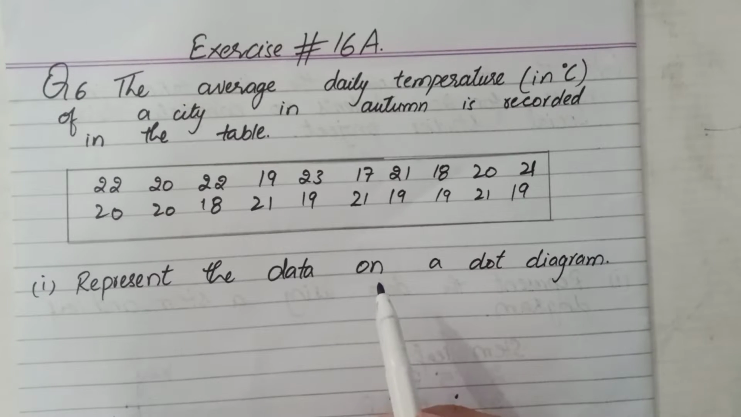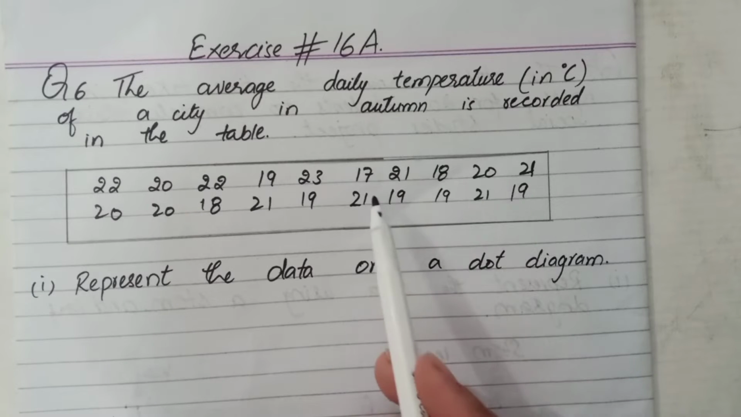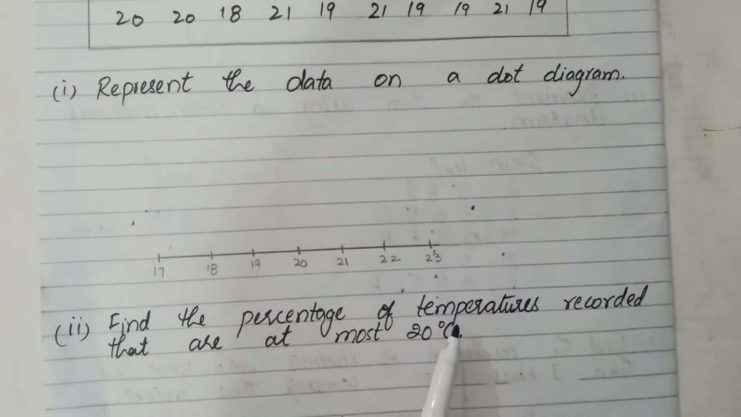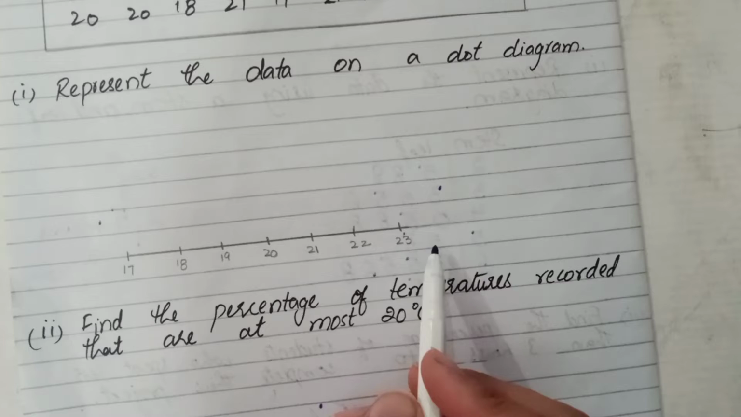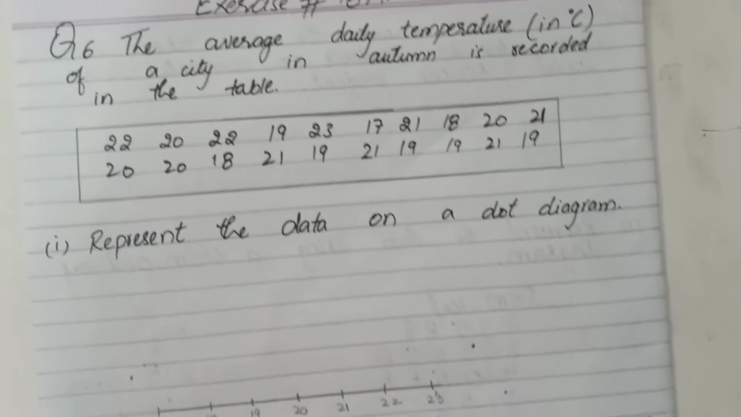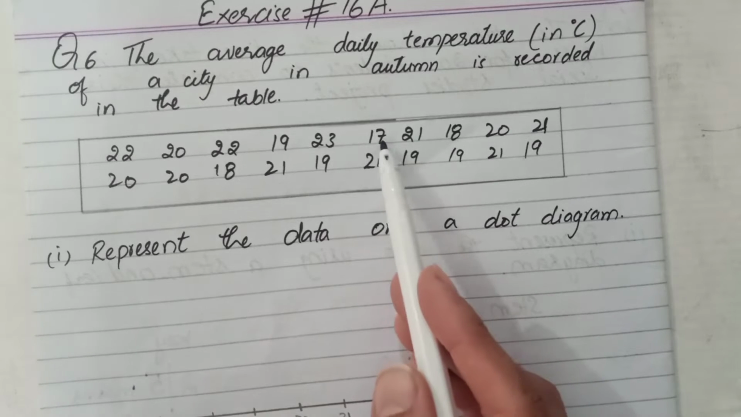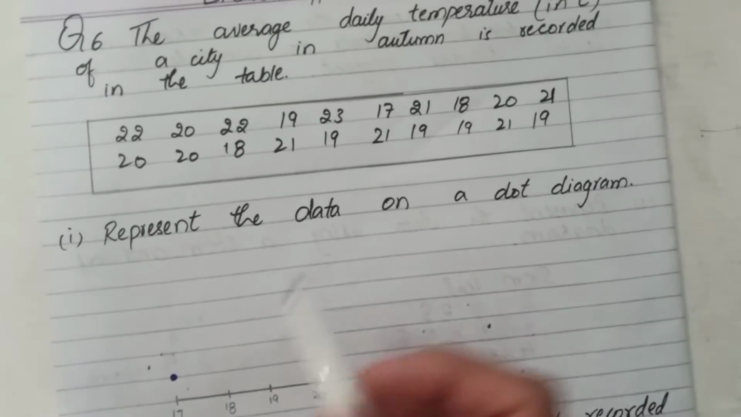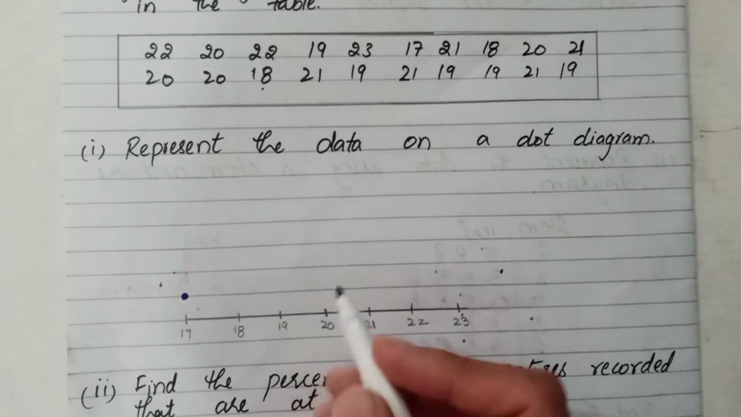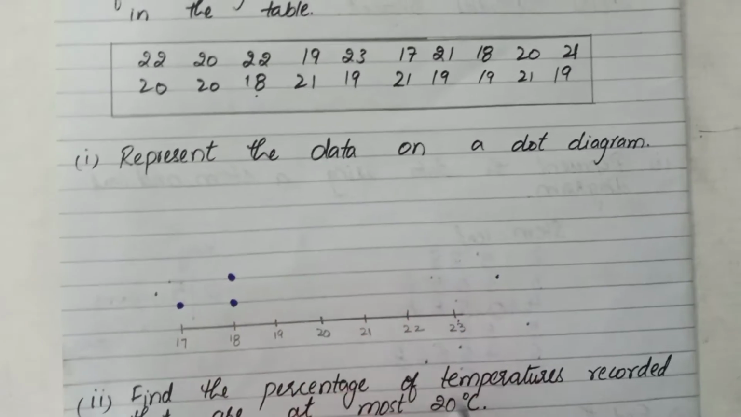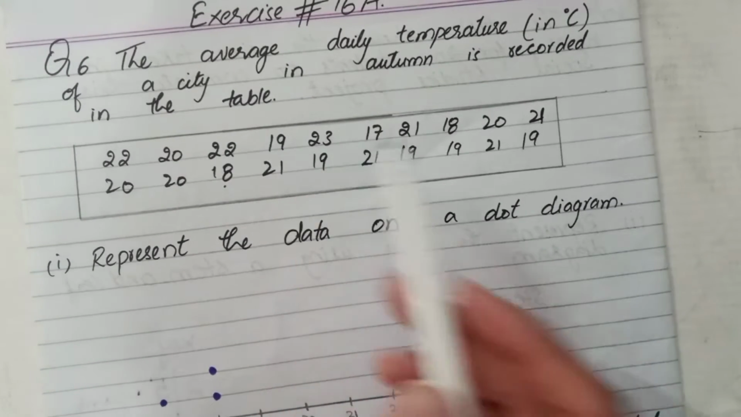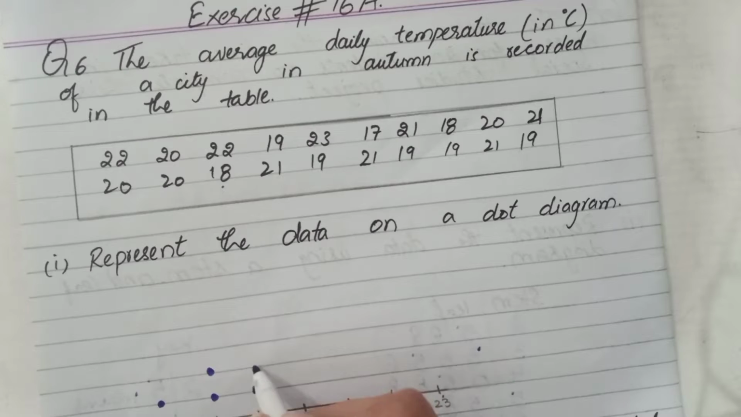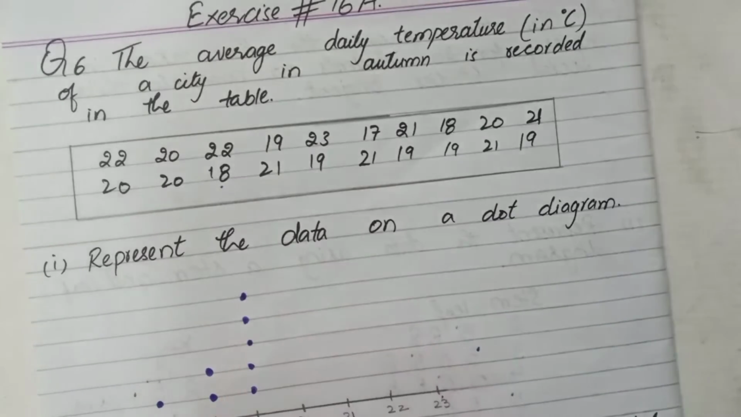First, we observe the smallest temperature in centigrade is 17 and the greatest one is 23. That's why I write the numbers from 17 to 23. Now I represent these numbers on this dot diagram. 17 is one time, that's why there is only one dot. 18 is two times, and there are two dots. And 19 is 1, 2, 3, 4, and 5 times.